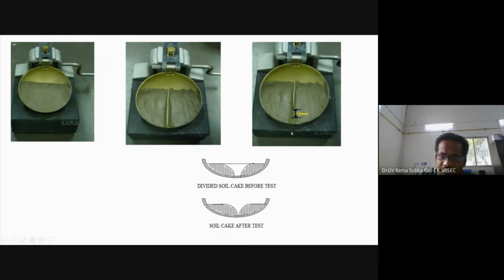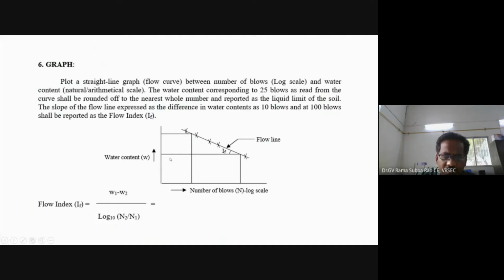1 centimeter. Here you see what is happening. Whenever you keep adding water, the number of blows is going to decrease. But to get this straight line, we need to select the number of blows on a log scale. That's why you should use a semi-log sheet. I will show you. So select a logarithmic scale for the number of blows. For water content, a conventional arithmetic scale is enough.